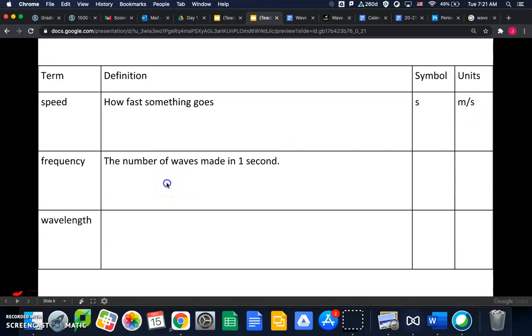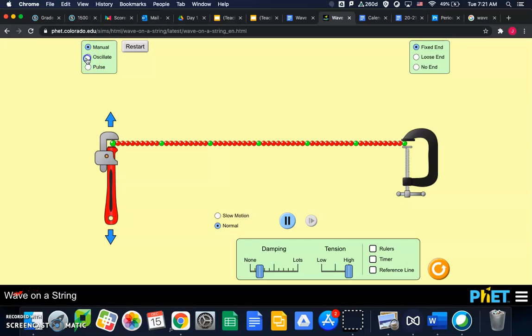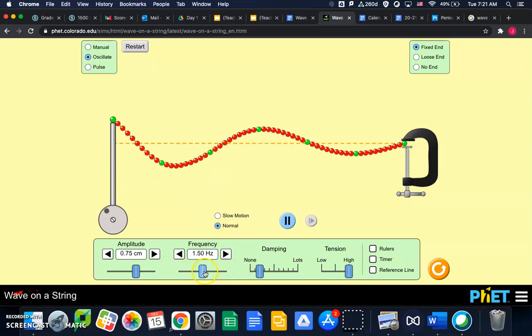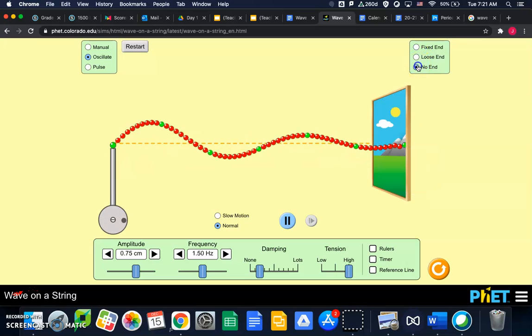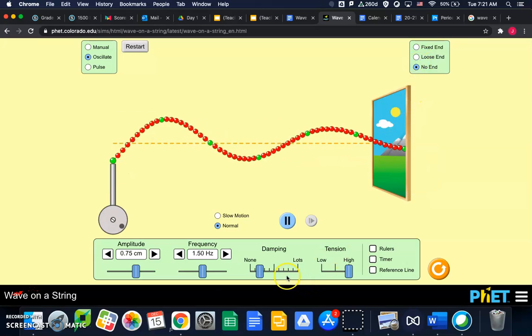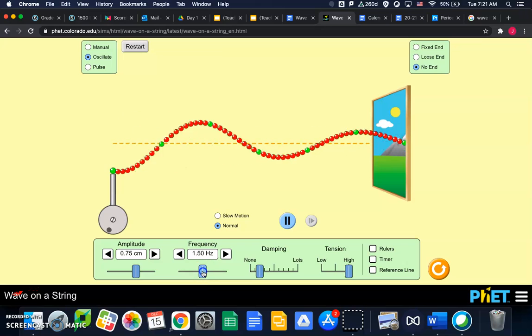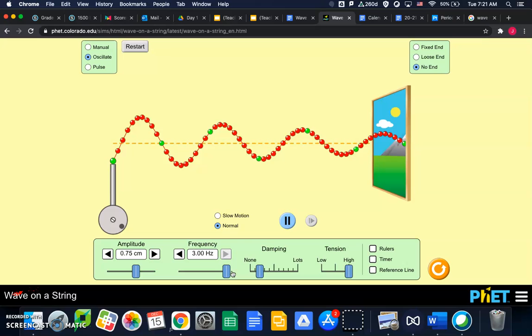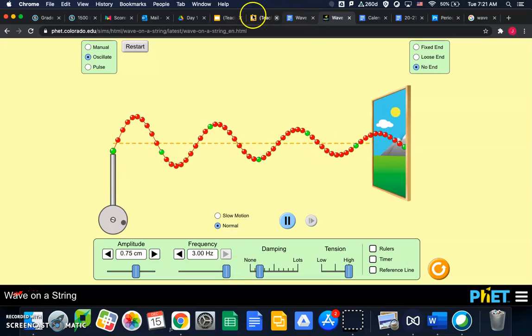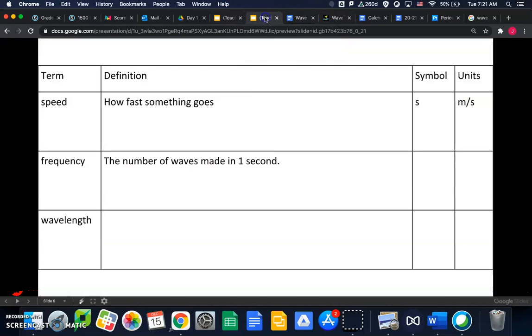Frequency, that's the number of waves that get made in 1 second. Right, so if we go back to our wave oscillator, if I up the frequency, you can see it's making more waves. So frequency is the number of waves made in 1 second.